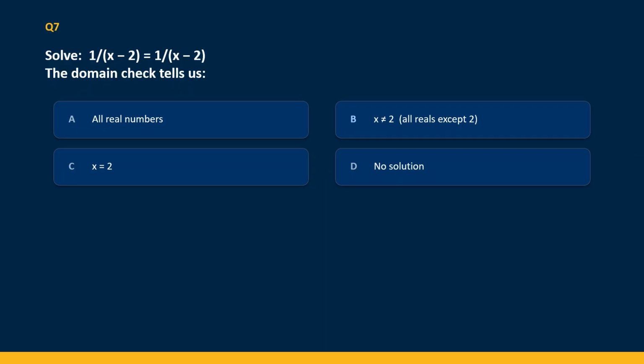Question 7. If we try to solve 1 divided by the quantity (x - 2) equals 1 divided by the quantity (x - 2), what does the domain check tell us? The answer choices are A. All real numbers are solutions. B. x equals 2 is the only solution. C. No solution because x equals 2 is excluded. D. We need more information. Allow a brief pause for reflection before revealing the answer.